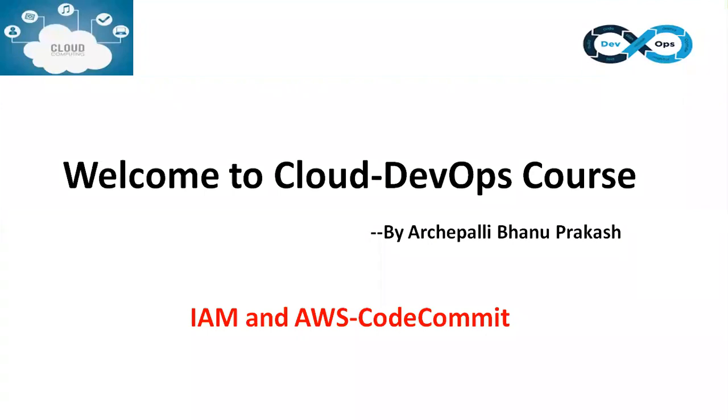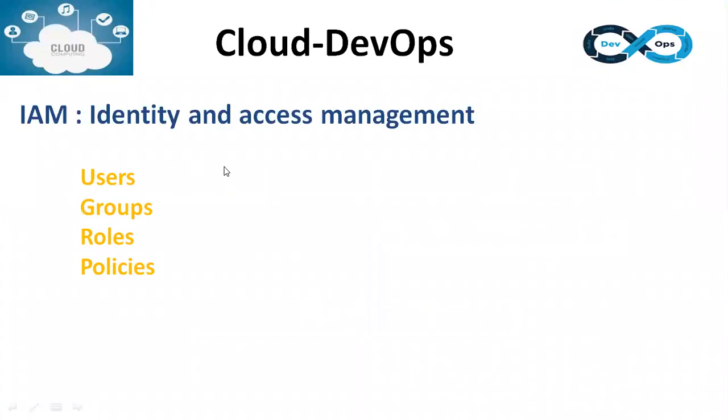We will talk about IAM and AWS CodeCommit. IAM means identity and access management. Why I am talking about identity and access management is because we require some users to be created to implement the DevOps lifecycle in AWS.